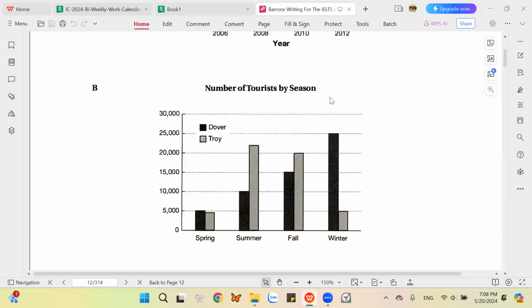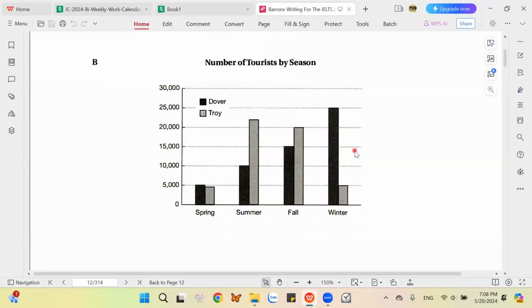Good evening, class. We are looking at a column chart on our screen. This is called a column chart. And today we are going to learn how to describe a graph together.